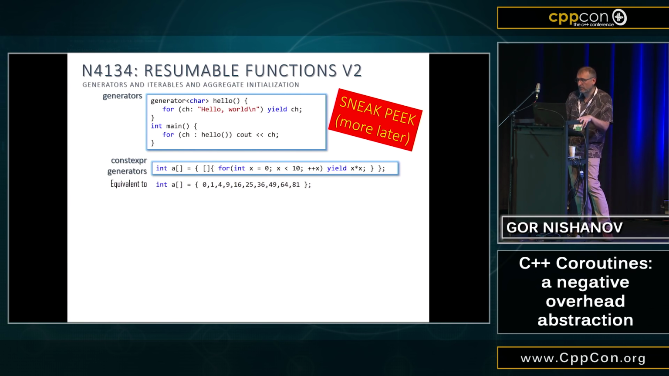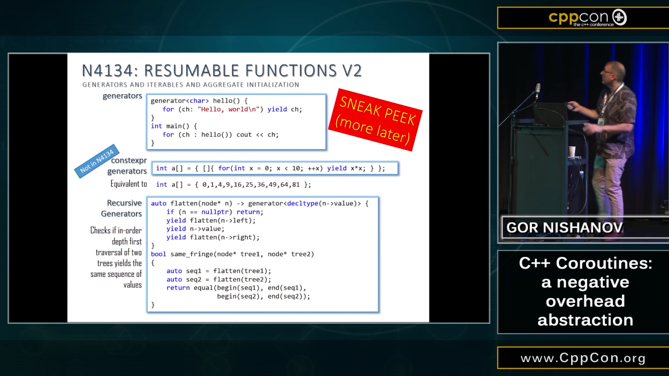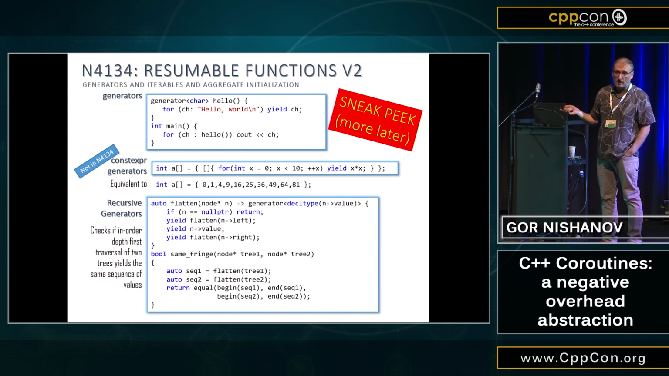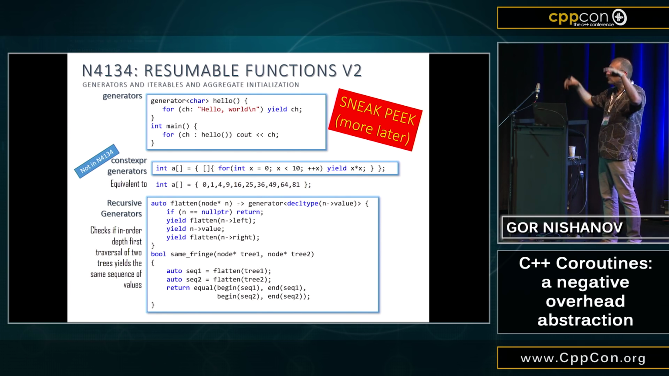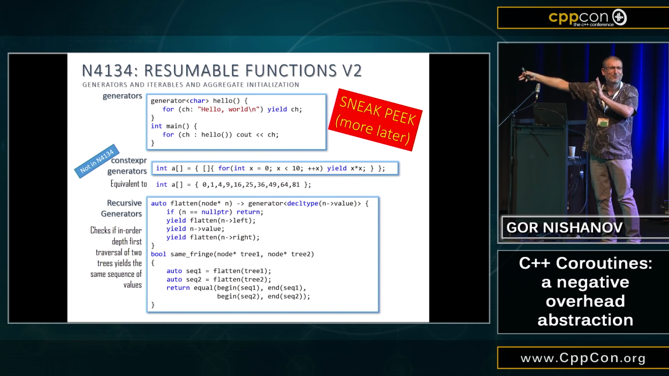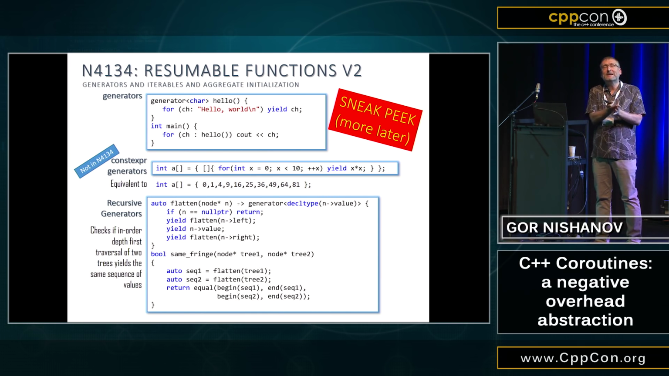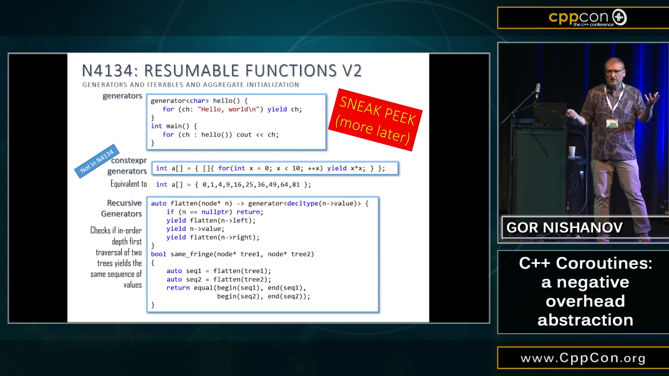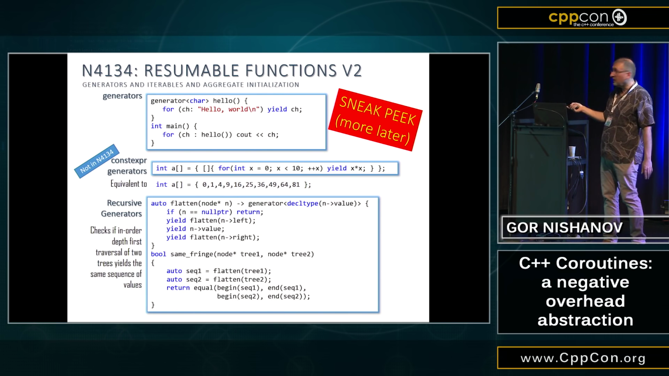So this is an example of a recursive generator. And I'm trying to solve the same fringe problem, where you are trying to traverse two trees, and you want to check whether the in-order, depth-first traversal of those trees results in the same sequence of values. So here's what we're doing. We're saying flatten tree 1, flatten tree 2, and they both return generators hooked up to a coroutine, and then you say equal.